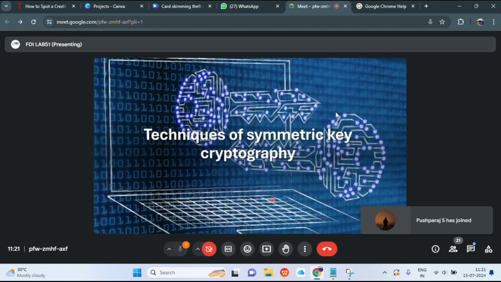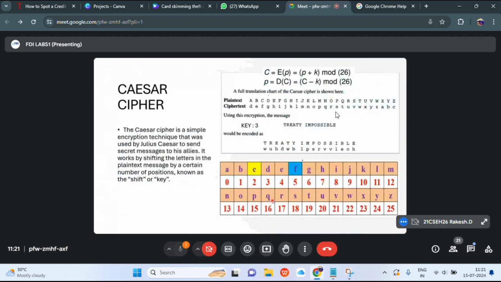Now, what are the techniques of symmetric key cryptography? Before moving to the methods, we should know about the traditional cipher methods. There are two types of traditional cipher methods: transposition ciphers and substitution ciphers. A substitution cipher is basically replacing the plain text with some other letter, and a transposition cipher is just jumbling the letters. We'll see one by one.